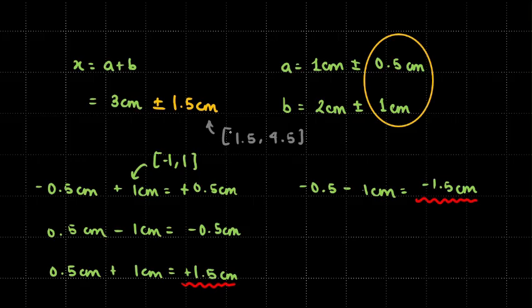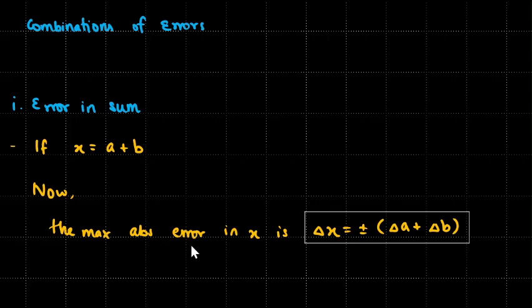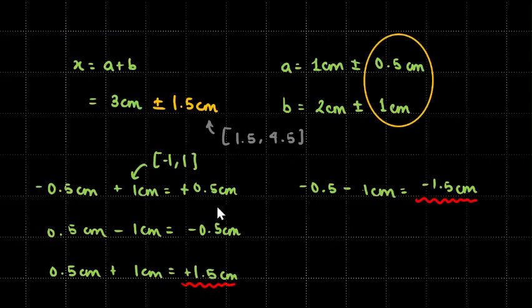So that's the range. This error tells you the range. We just looked at the maximum and the least possible values. So the maximum absolute error will be this. Now let's look at another one. I explained this one in very much detail, I think. In the next one, we are going to be a little bit quicker. So the next one is error in difference.